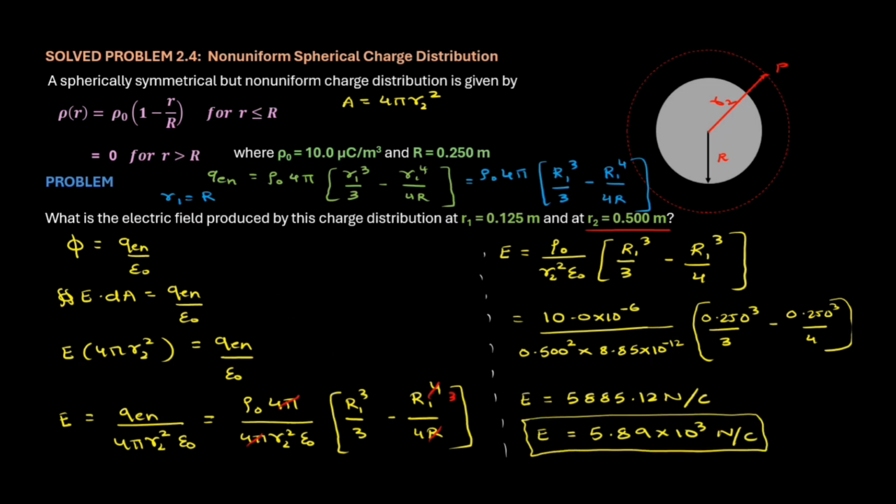So this is how you can find electric field at any point inside or outside a spherical volume with non-uniform charge density.